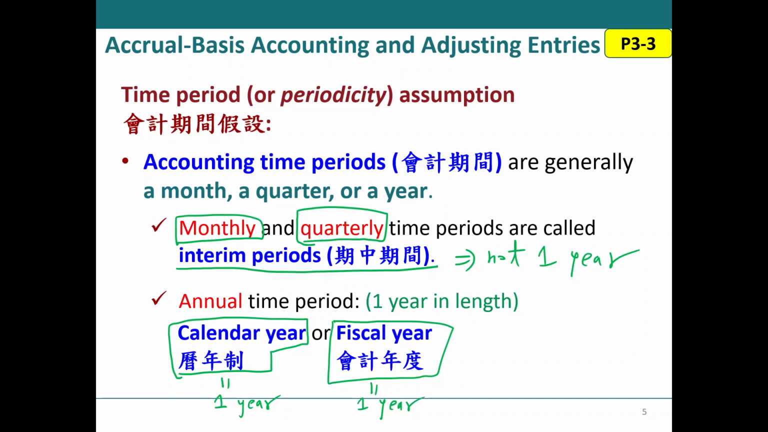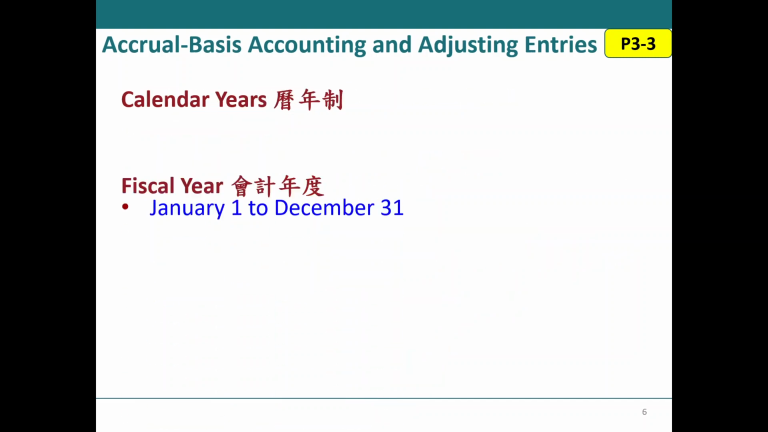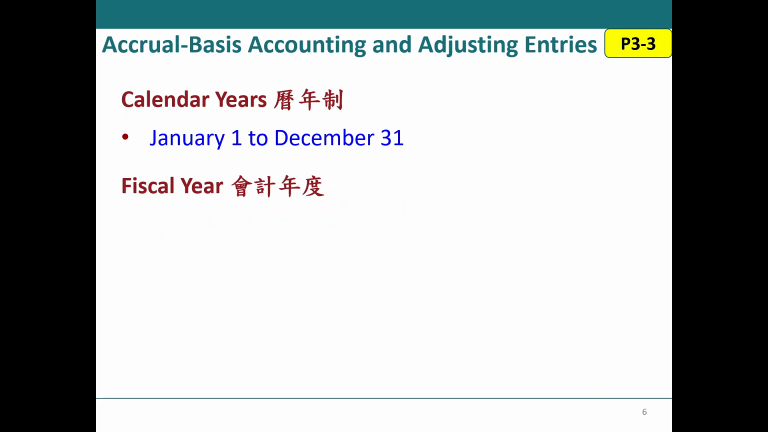Calendar year, just like the date we have. So calendar year means what? The first day is January 1st to December 31st. The first day is January 1st, the last day is December 31st. We call it calendar year.